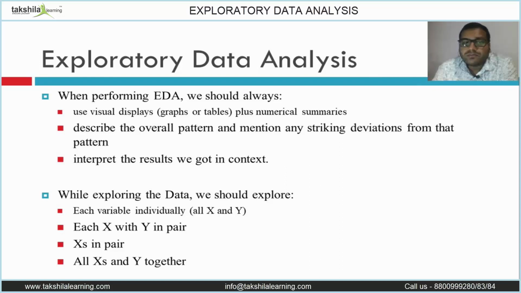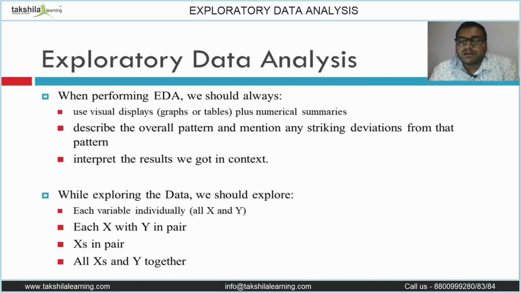While exploring the data, we should explore each variable, like all the x and all the y. This is called univariate analysis. We'll come to that in the coming slides. Then we should think about each x with y in pairs. This is bivariate analysis.